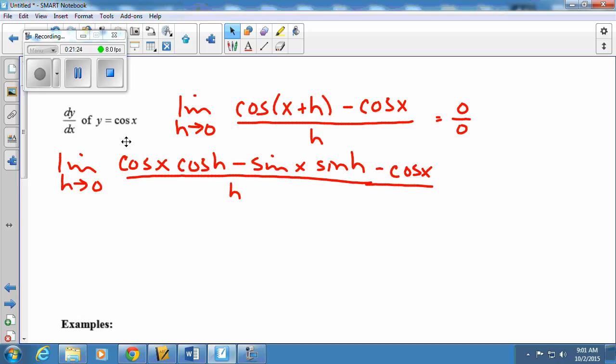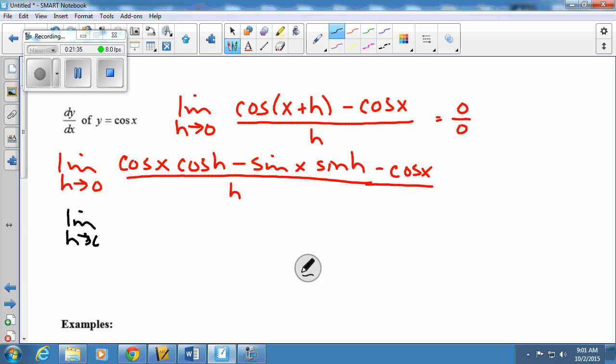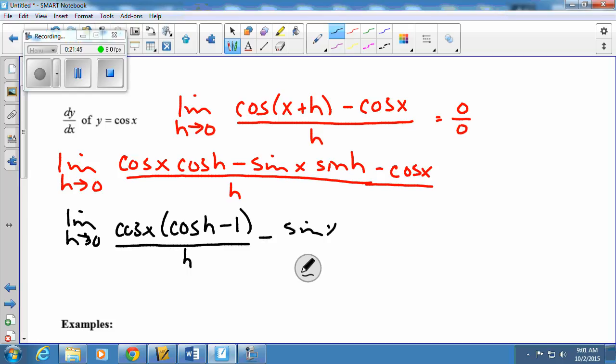Okay, so any ideas now? Factor. Okay, so who do you want to combine up? Cosine of x. Okay, so if I take out the cosine of x, I'm left with cosine of h minus 1 all over h. If I combine those, I factor out just like we did the last one, and I'm left with cosine of h minus 1. Don't forget it's minus 1. And then I have this sine of x over h.